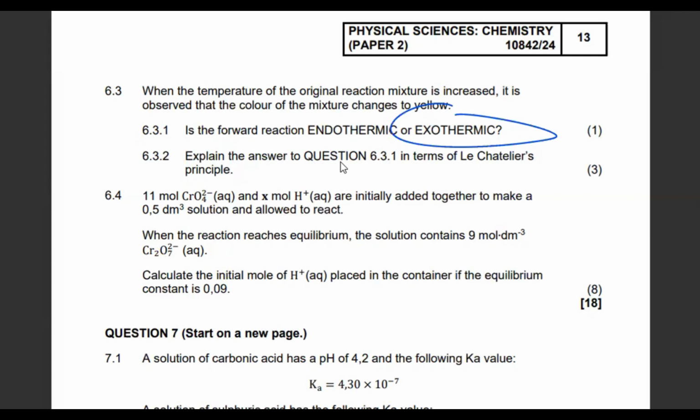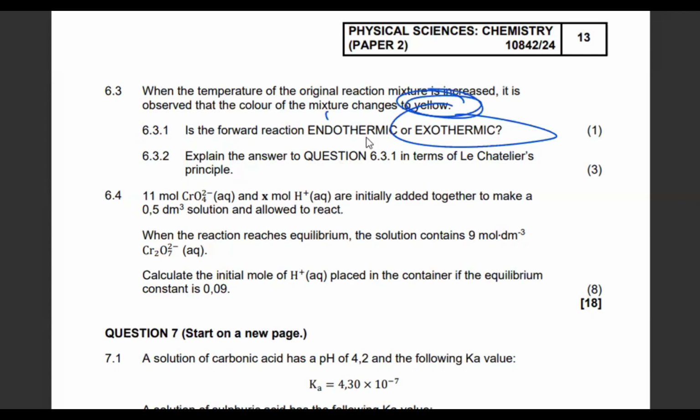It means that the reverse reaction is what? Is endothermic, and then the forward reaction is exothermic. Therefore, an increase in the temperature favors an endothermic reaction. We'll give you a mark there. And then the mixture turns yellow, which indicates that the reverse reaction is favored. You understand? So we say that the mixture turns yellow here.